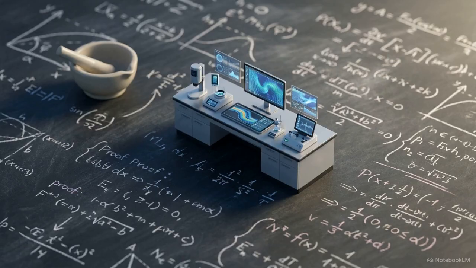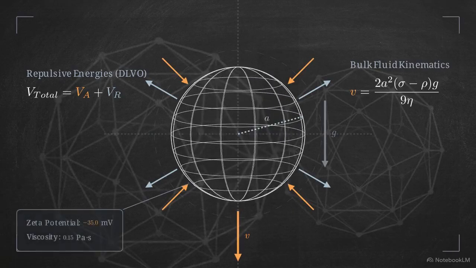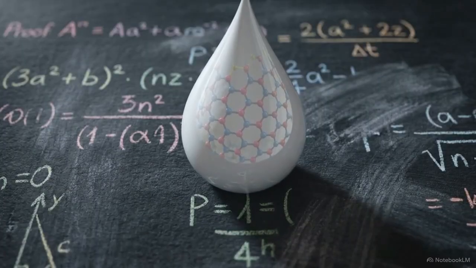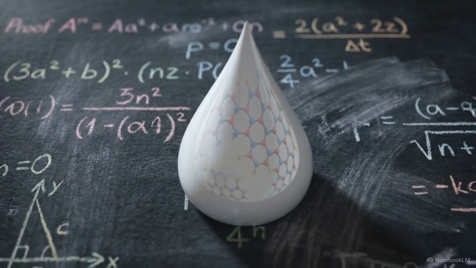Pharmaceutical formulation requires moving past simple mixing. It is a mathematically defined exercise in physical chemistry, requiring the precise calculation of repulsive energies, phase geometries, and bulk fluid kinematics. By perfectly calibrating the interactions at the molecular interface, we dictate the physical reality of the macroscopic system.